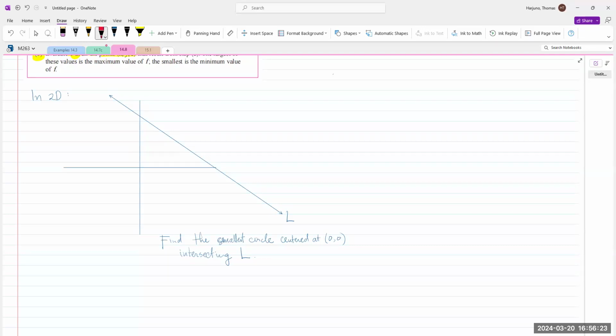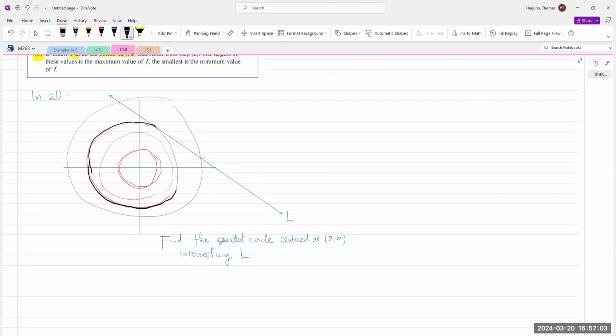Notice that this circle is too small because it doesn't intersect L. So we can enlarge this circle, still not intersecting, enlarge again, and now it starts to intersect. We can enlarge it again and it still intersects. But we can find this circle here which already intersects the line L but is smaller than the last circle we had. This circle is the smallest circle intersecting line L centered at the origin. Of course we can find a lot of other circles intersecting L, but those must be larger than this circle. This is not Lagrange's example, by the way, this is my example.